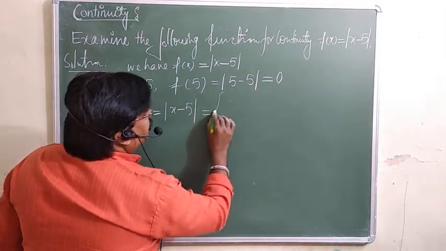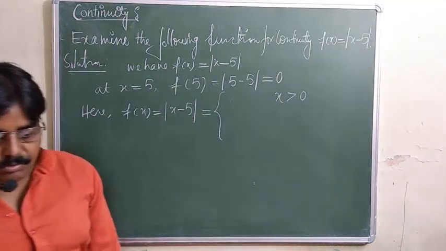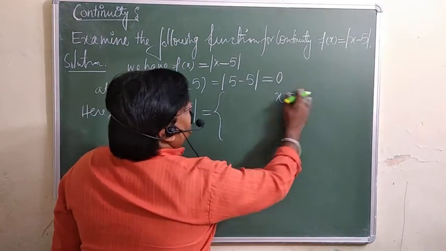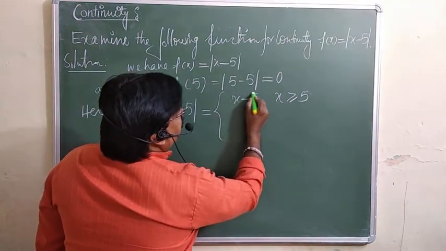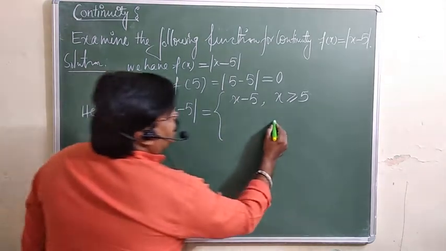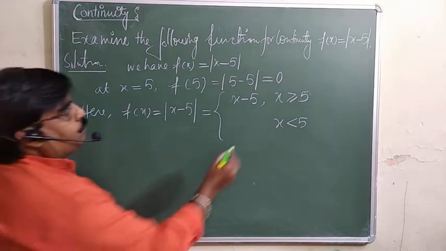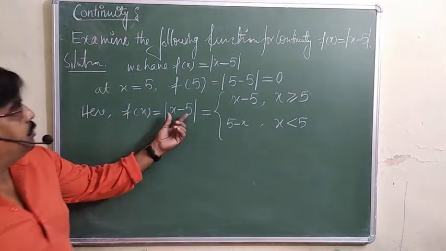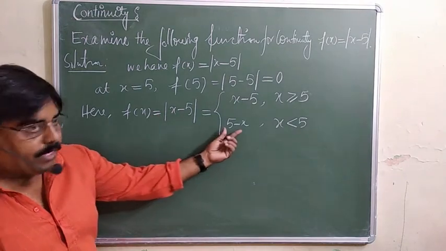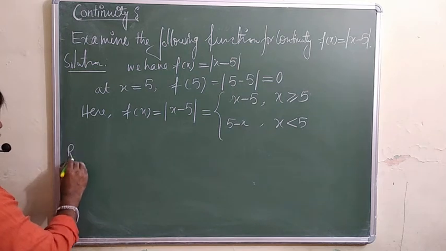Here f(x) is equal to absolute of x minus 5. If x is greater than or equal to 5, then your function will be x minus 5. But if x is less than 5, say 4, then it will be 5 minus x. It will be the negative here, so minus (x minus 5), so you will get 5 minus x only. Now you have to take the right hand and the left hand limit.